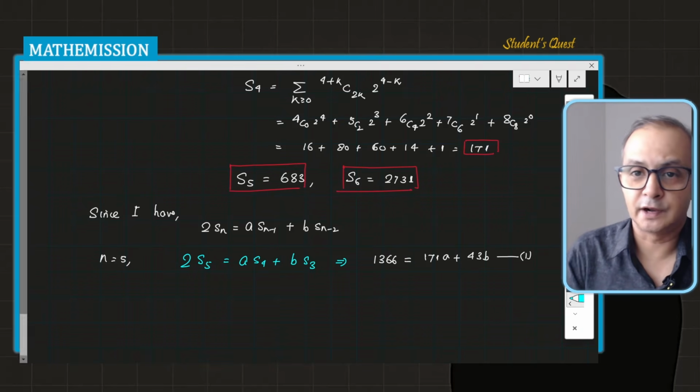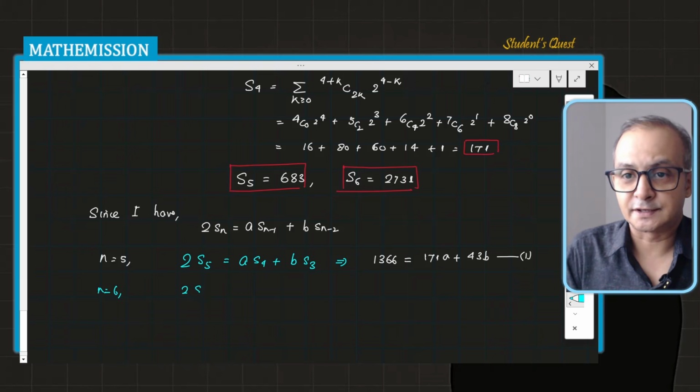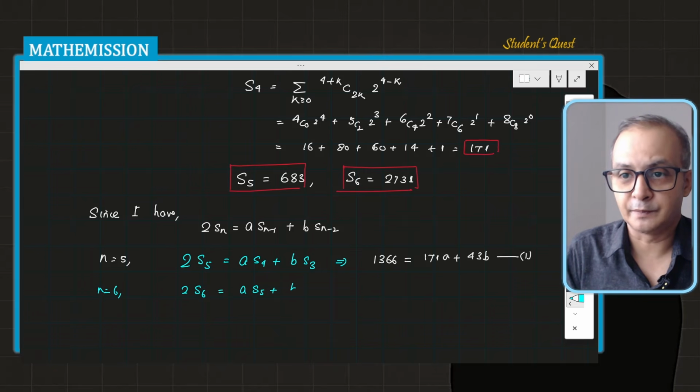Similarly, I substitute n is equal to 6. This will give you 2 times S6, equal to A times S5 plus B times S4.